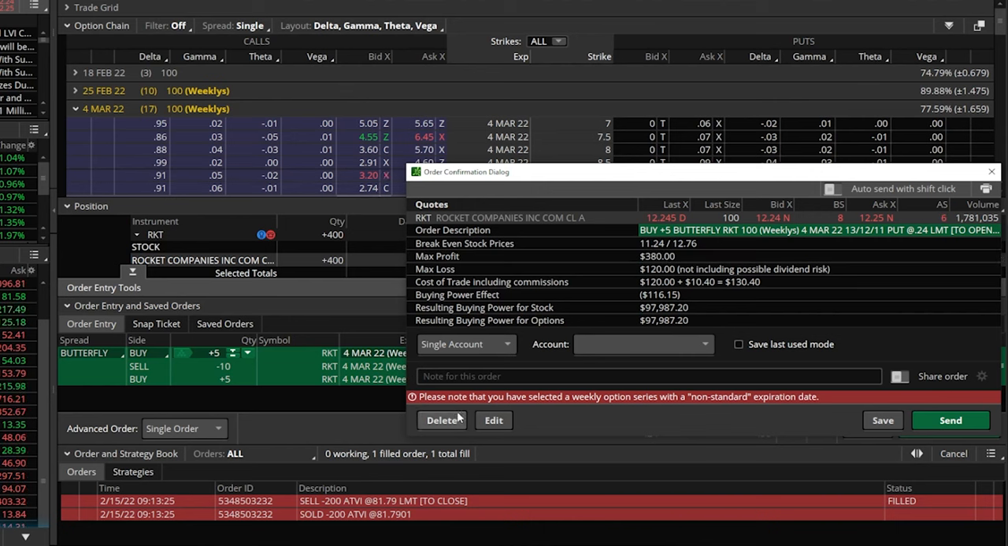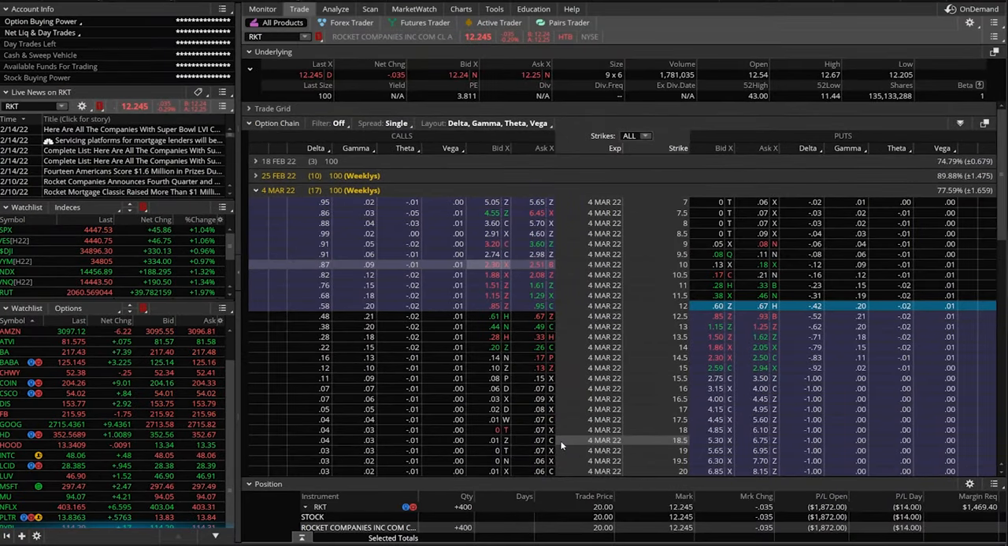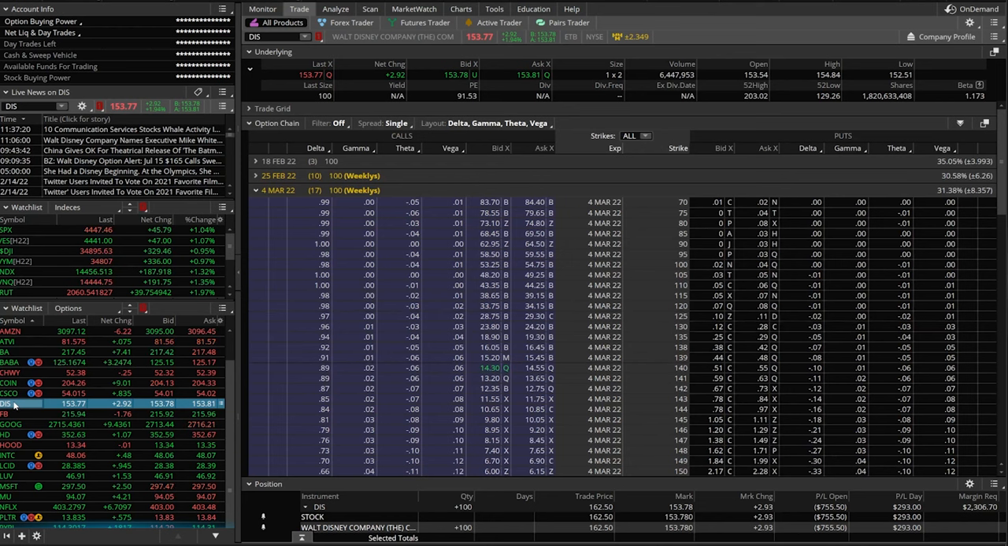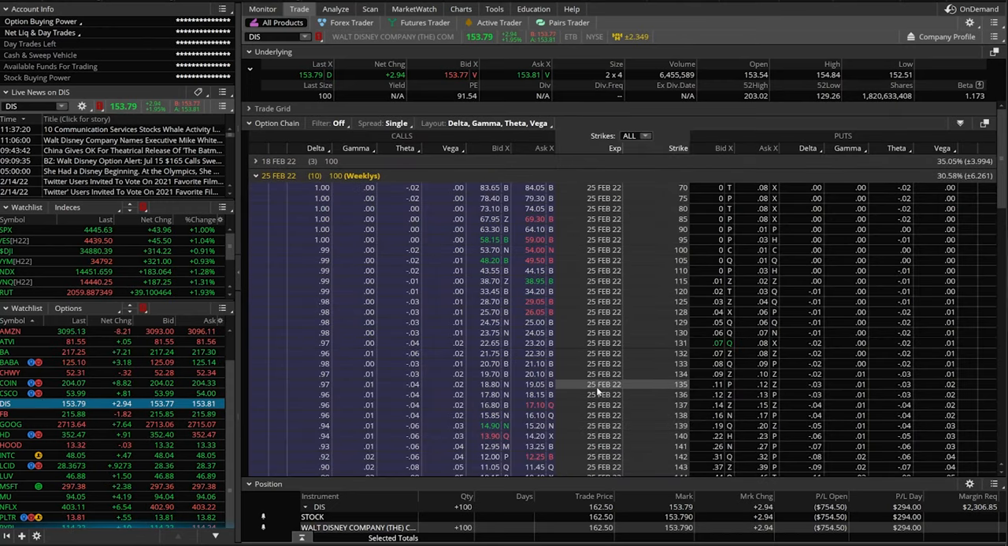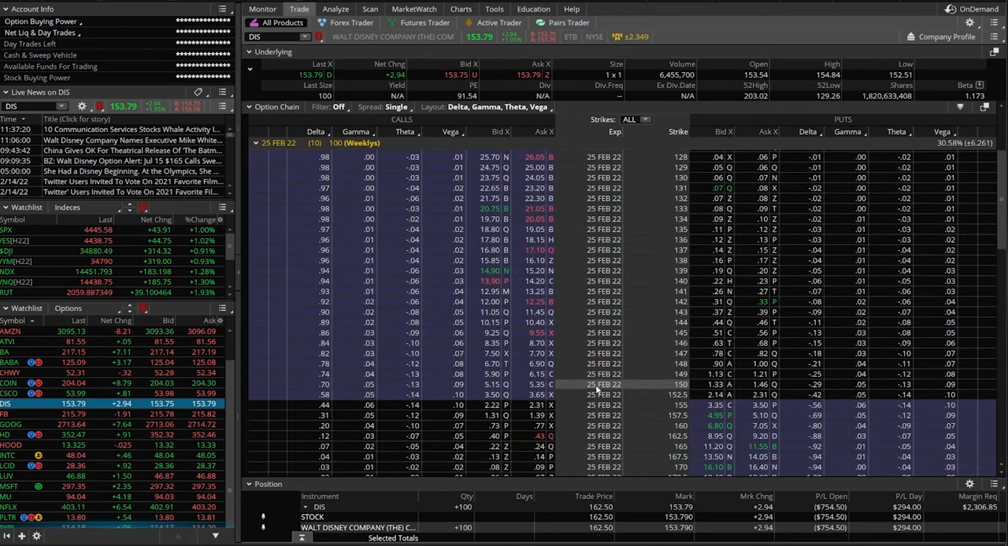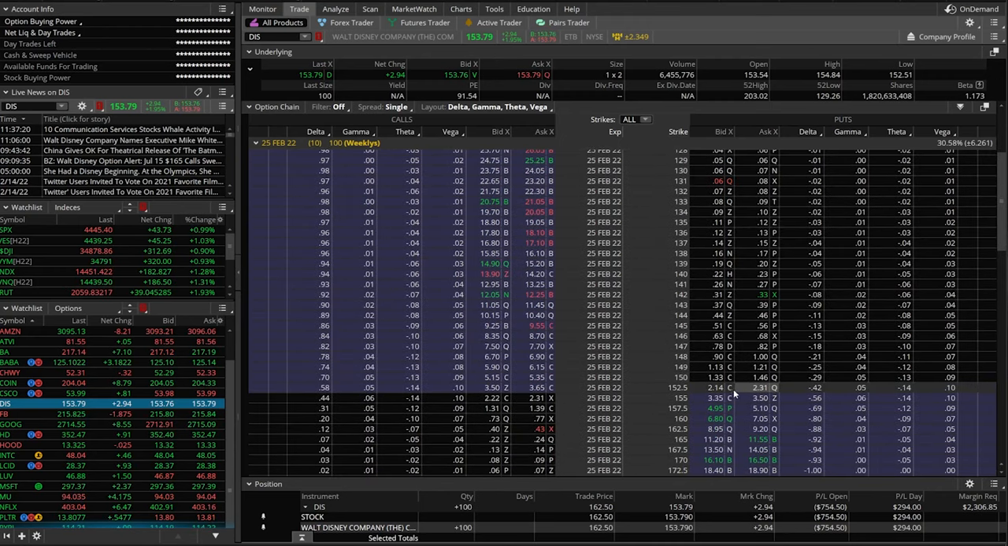So let's go ahead and delete this out of here. And let's even flip to a different stock ticker. We'll come over here to, let's say, Disney. Now that I clicked on Disney, we've got the Disney option chain opened up here on the right-hand side. Let's go ahead and flip it over to 25 February instead. And just like before, we're going to put a butterfly right at the money because we're pretty neutral. We don't think Disney's going to do anything in this case.